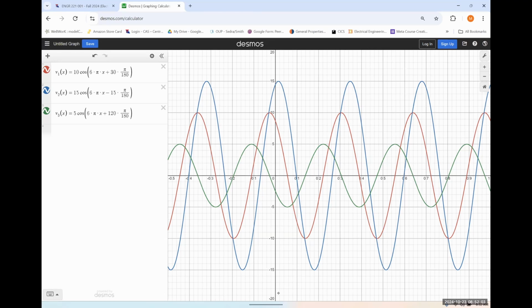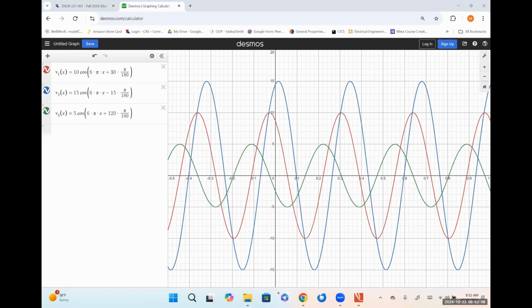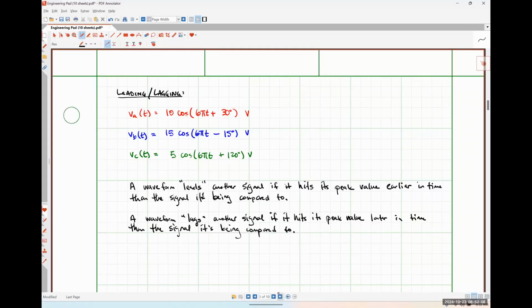Okay. So a phase diagram is literally nothing more than a snapshot of these signals at a particular point in time. You can use any point in time you want. However, I and the overwhelming majority of engineers use t equal to 0, because that throws away the 6 pi t part, and we only have magnitudes and phase angles to look at. So it makes it significantly easier.